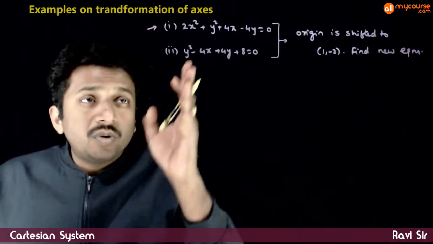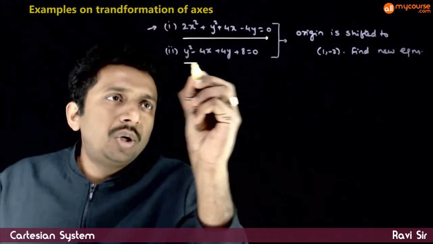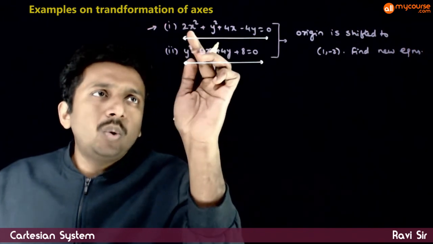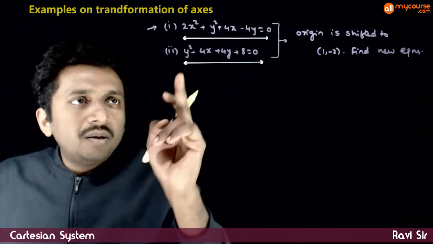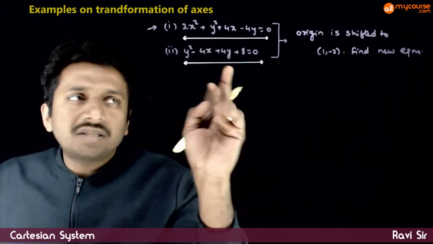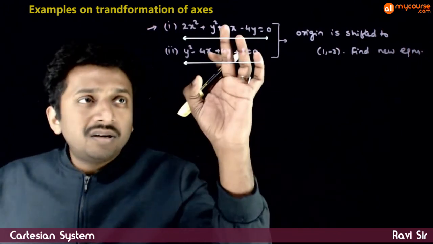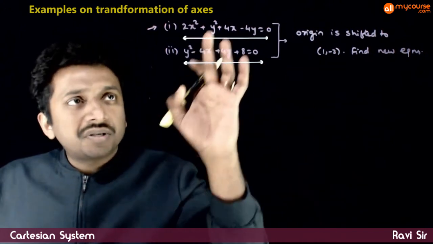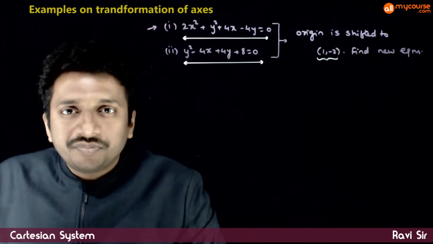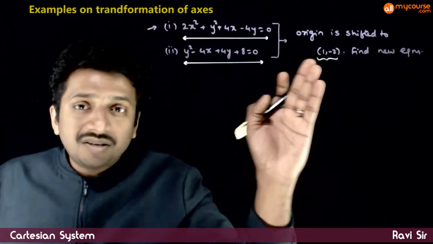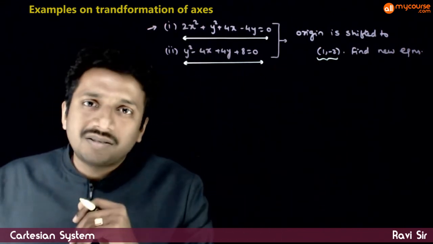Let us look at this very interesting question. In this question, you're given two equations. 2x square plus y square plus 4x minus 4y is equal to 0. Y square minus 4x plus 4y plus 8 is equal to 0. You're asked to find the new equations of these curves if origin is shifted to the point 1, minus 2. If origin is shifted to 1, minus 2, what are the new equations with respect to the new coordinate system?